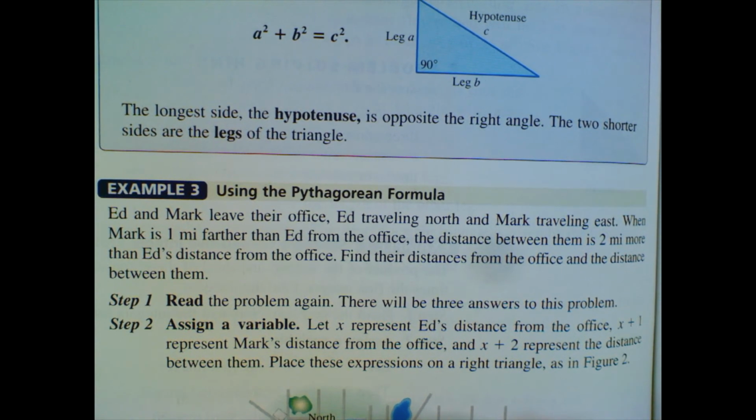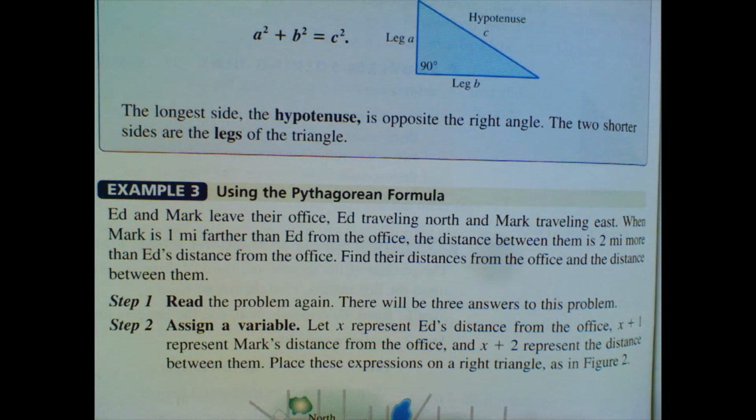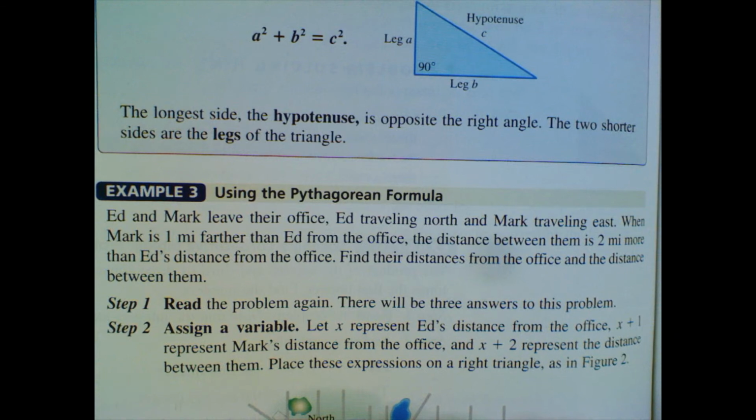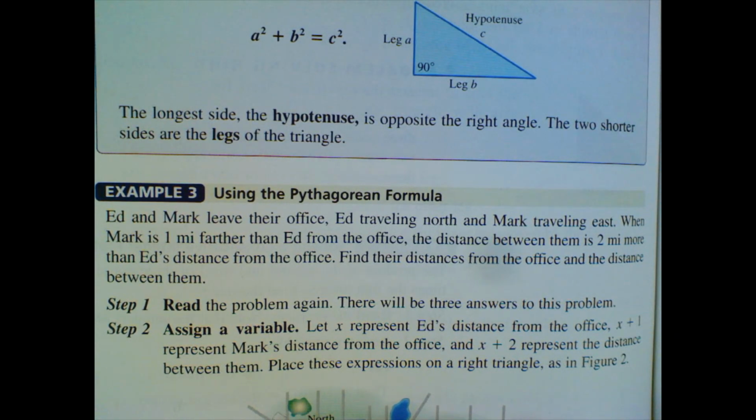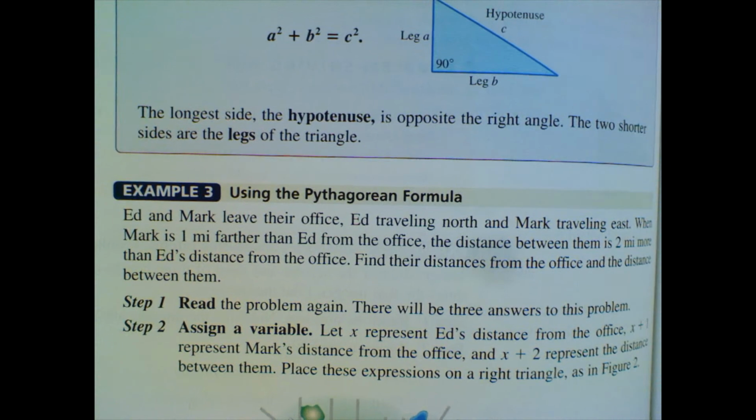It says, Ed and Mark leave the office. Ed traveling north and Mark traveling east. When Mark is 1 mile farther than Ed from the office, the distance between them is 2 miles more than Ed's distance from the office. Find their distances from the office and the distance between them. Okay? So that's a mouthful. I'll have to pull this away to do the problem here.